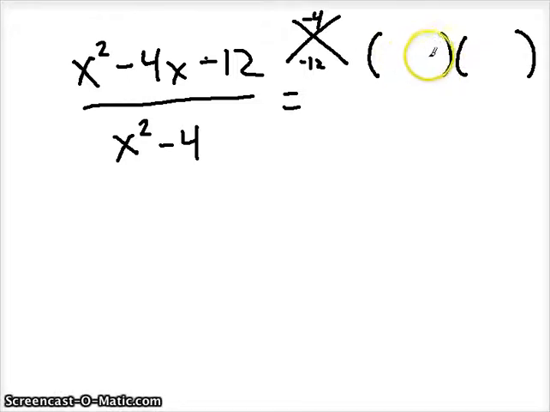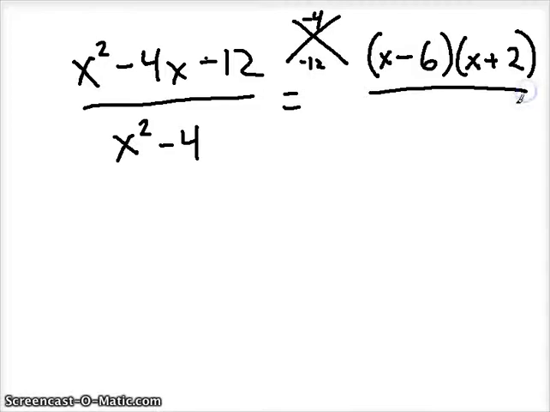I can think of 6 and 2. And each parenthesis is going to get the variable that's in our problem. So now the trick here is what sign goes where. If I want them to add to negative 4, that means that I need a bigger negative number when I combine them. And if I multiply these two, I get negative 12. So x minus 6 times the quantity of x plus 2 is the factored form.